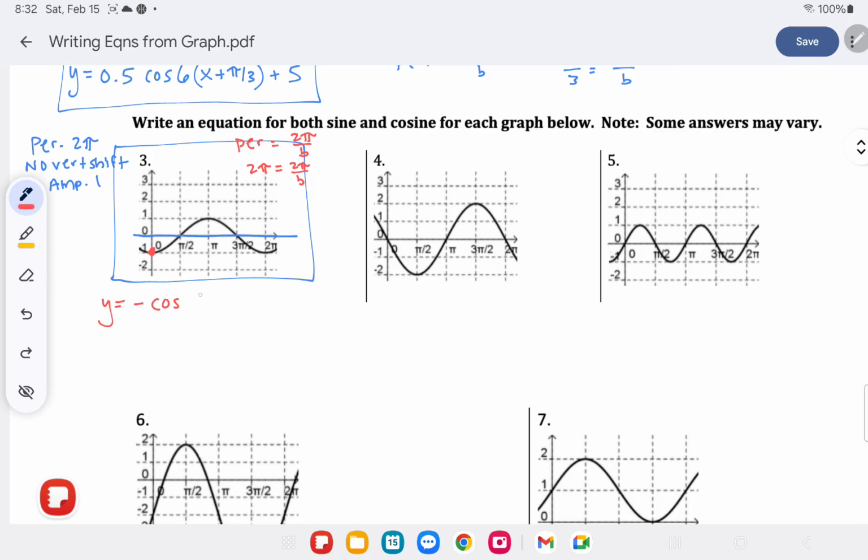So our b is just 1. There's no phase shift for cosine. We're starting right where we want to. And there was no vertical shift. So this would just be our final answer in terms of cosine.